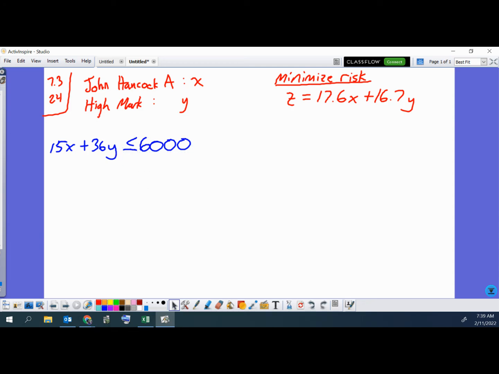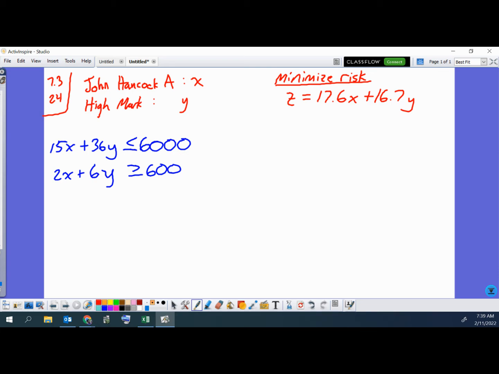And then the return is the other thing. You get a $2 return on the John Hancock. You get a $6 return per share on the Geneva. And she wants to get at least $600 return in annual revenue. So greater than or equal to 600. And again, these numbers were $2 for the X and $6 for the Y. And so there's that, right? Those are the two main constraints here.